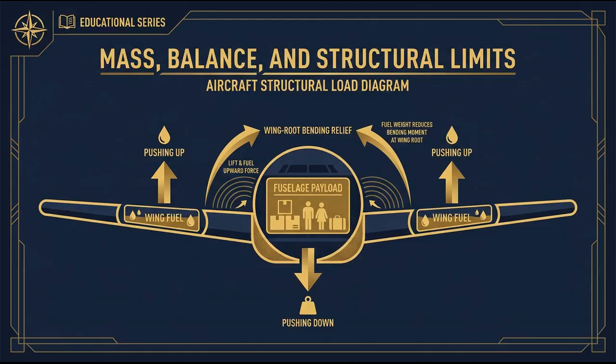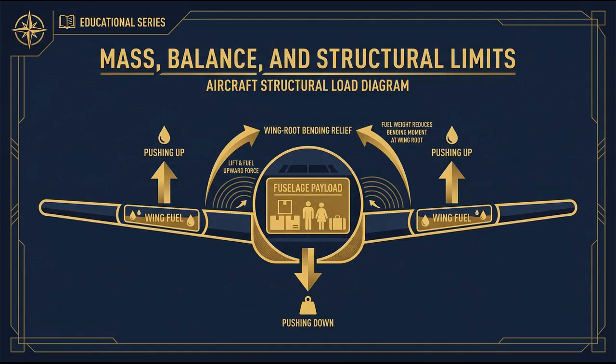One of the most critical structural limits for swept-wing jets is the maximum zero fuel mass. All payload is carried in the fuselage, which pushes down on the center of the airframe. Conversely, fuel sits in the wing tanks, providing upward inertia and weight that counteract aerodynamic upward bending forces at the wing root. If your fuselage mass exceeds the maximum zero fuel mass limit, you risk overstressing the wing root structure if the wing fuel burns down completely.